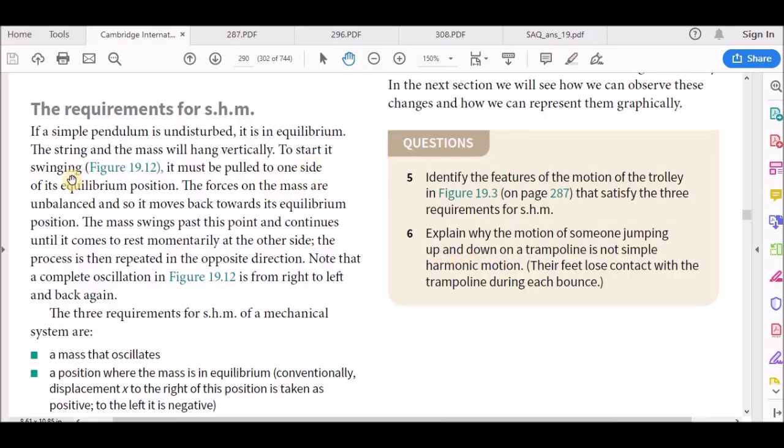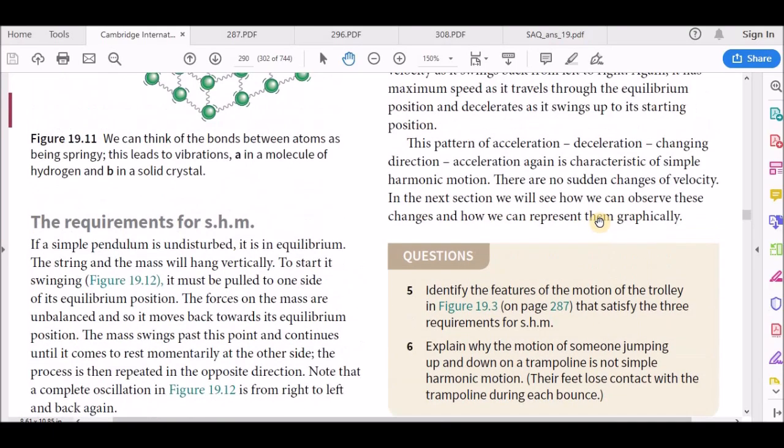To start it swinging, it must be pulled to one side of its equilibrium position. The forces on the mass are unbalanced, and so it moves back towards its equilibrium position. The mass swings past this point and continues until it comes to rest momentarily at the other side. The process is then repeated in the opposite direction, so it moves backwards, forwards like that. Note that a complete oscillation in figure 19.12 is from right to left and back again.